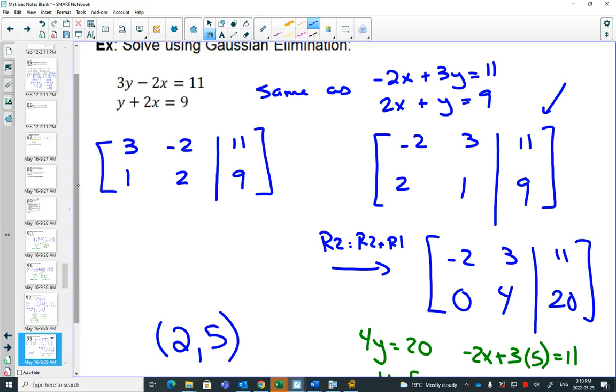Again, can you plug it in? Is 15 minus 4 11? Yes. Is 5 plus 4 9? Yes. So it is a good strategy once you're done to plug things in to check. And that is Gaussian elimination.